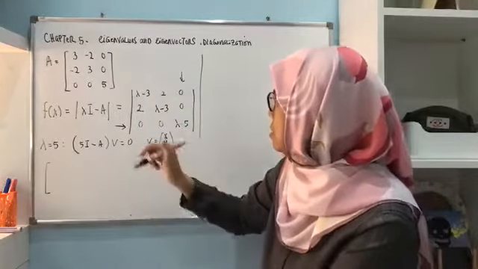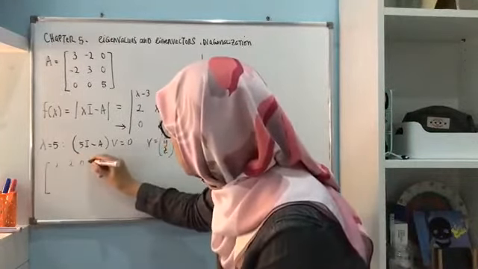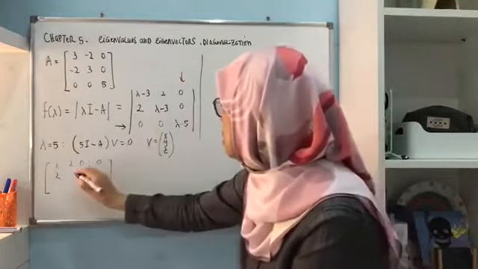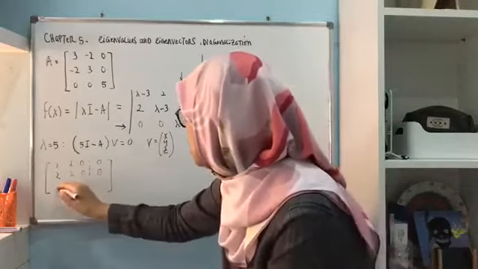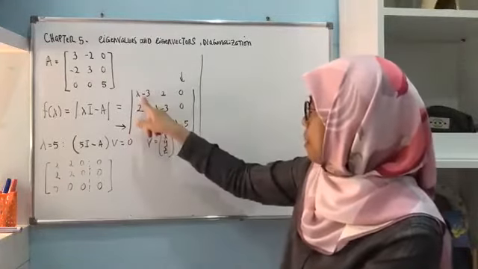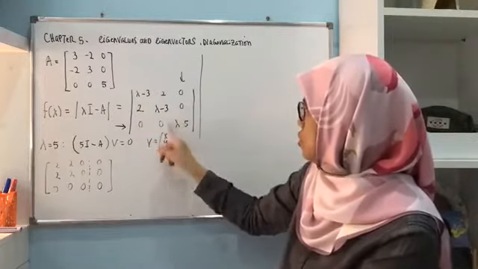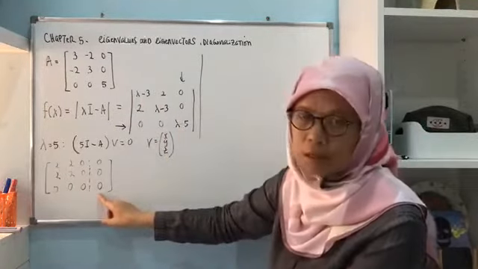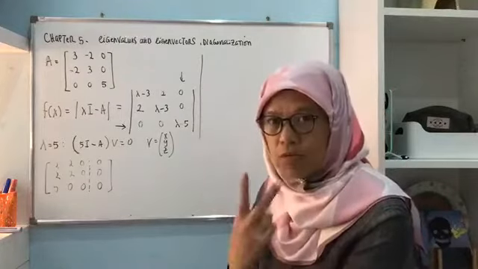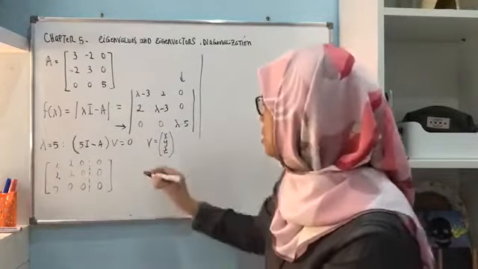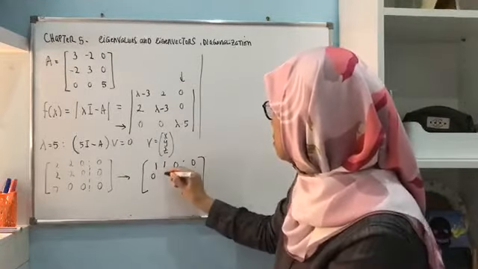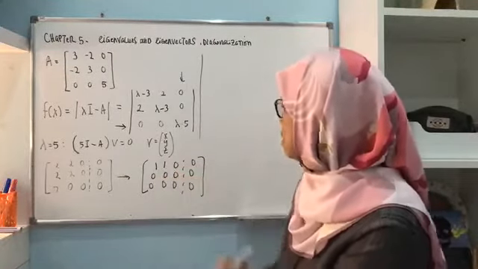So 2, 2, 0, but I get 0 at the end because it's homogeneous. 2, 2, 0, 0, 0, 0. So lambda is 5. 2, 2, 0, 2, 2, 0, 0, 0, 0. So see, there has to be at least one 0 row. But in this case, I have two free variables because this is equal. So I can do this.